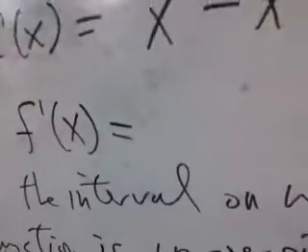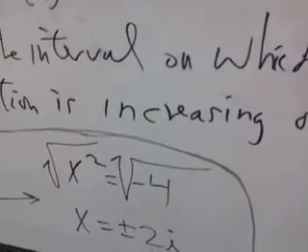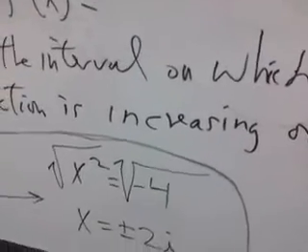You can also determine whether a function is increasing or decreasing by looking at the first derivative. If the first derivative is positive, that means the function is increasing in a certain interval. If the first derivative is negative when you plug in a number in that interval, that means that the function is decreasing in that interval.